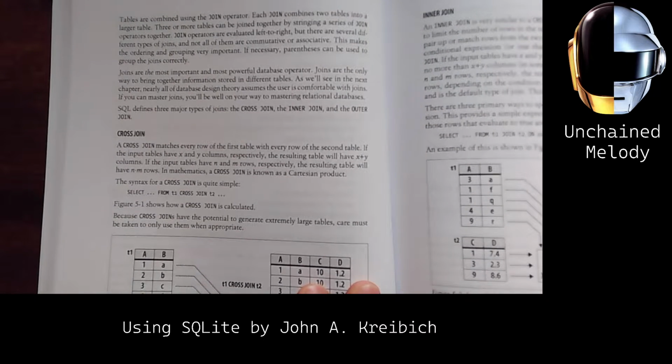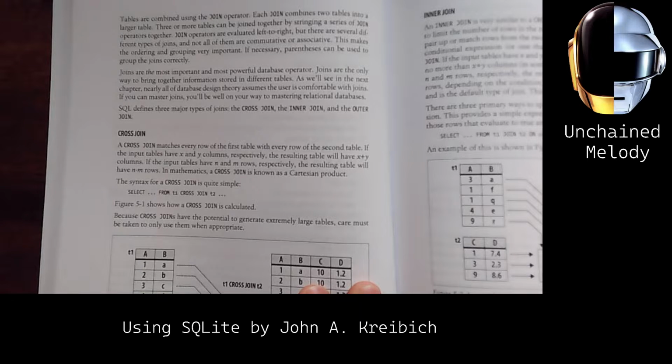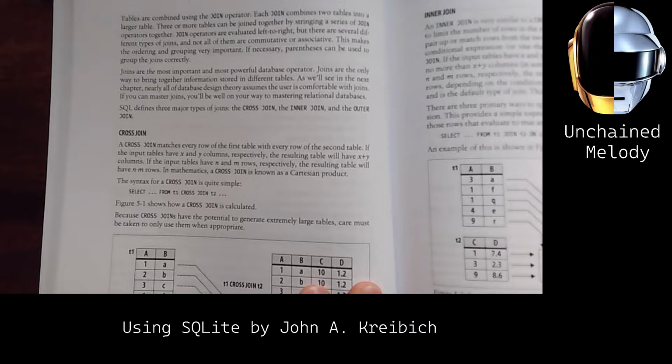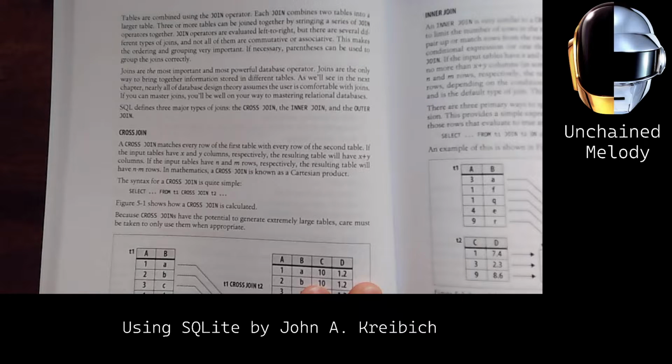Each join combines two tables into a larger table. Three or more tables can be joined together by stringing a series of join operators together. Join operators are evaluated left to right, but there are several different types of joins. Not all of them are commutative or associative. This makes the ordering and grouping very important. If necessary, parentheses can be used to group the joins correctly.